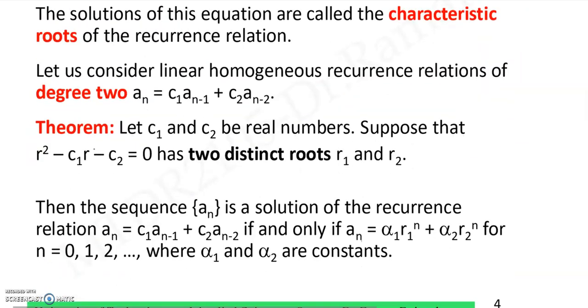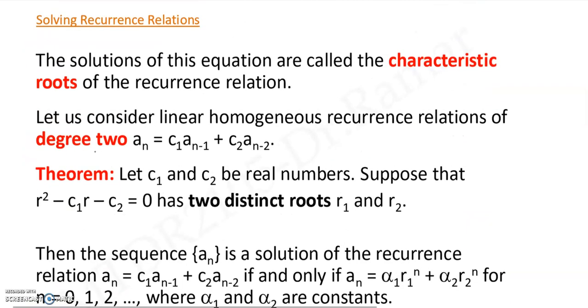Now you see here, the same situation is explained. Solving recurrence relations: the solutions of this equation are called characteristic roots. Let us consider linear homogeneous recurrence relations of degree 2. You see here, degree 2: a_n equals c1 a_(n-1) plus c2 a_(n-2).